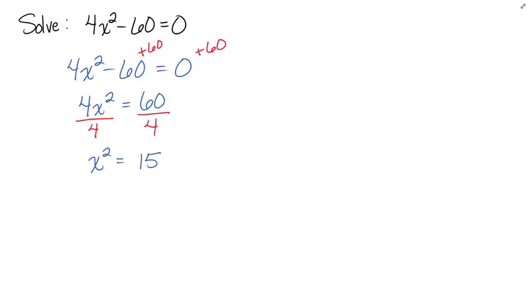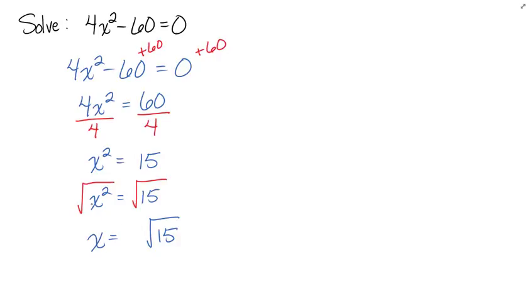And then finally we want to get rid of the square. And to do that, we are going to take the square root of both sides, because square rooting x squared will give us just x. And so we end up with x here, and we end up with a square root of 15 here.